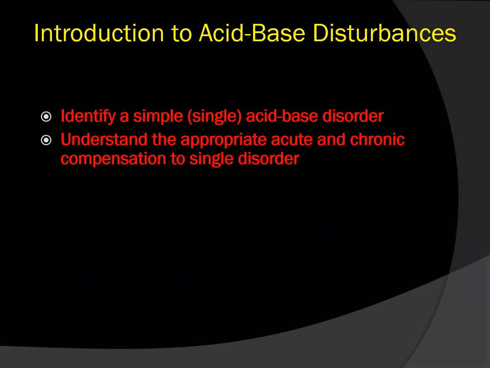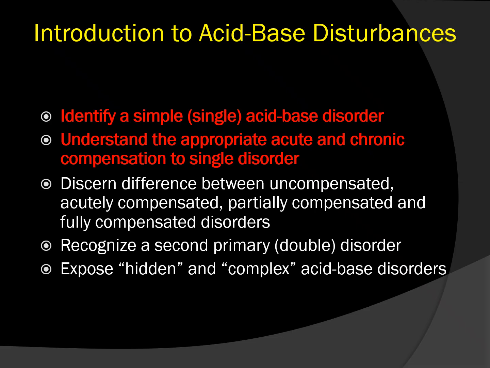You should now be able to identify a simple acid-base disorder and recognize the metabolic or respiratory compensation to single disorders. The next steps in acid-base analysis are appreciating degrees of compensation, recognizing the presence of a second primary acid-base disorder, and exposing hidden or complex acid-base disorders.